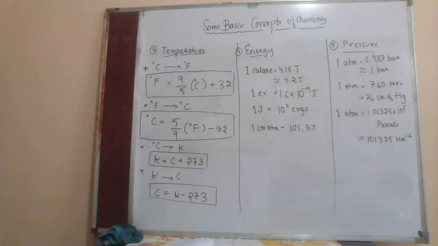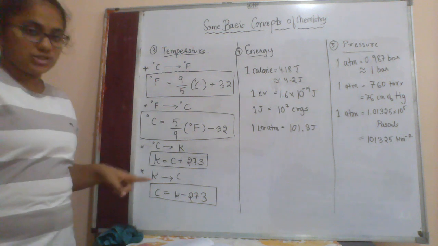Coming to pressure, 1 atm is equal to 0.987 bar in proper numbers. If you want, we can round it off to 1 bar. 1 atm is equal to 1 bar. 1 atm can also be written in the form of 760 torr, which can again be written as 76 centimeter of Hg.